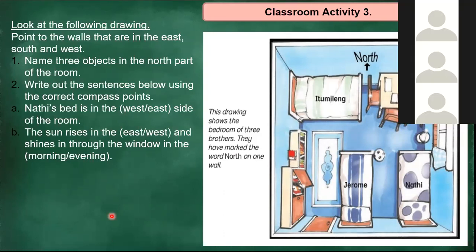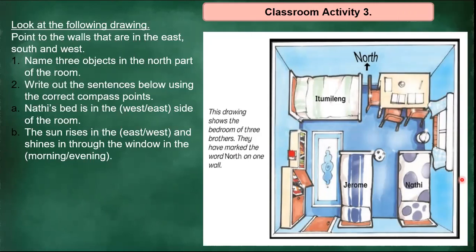Hello, ma'am. The sun rises in the east and it shines through the window in the evening. I mean in the morning. Yes, in the morning. That is correct. Thank you very much for your answer. What's answer number B? Number A? Who has answer number A?